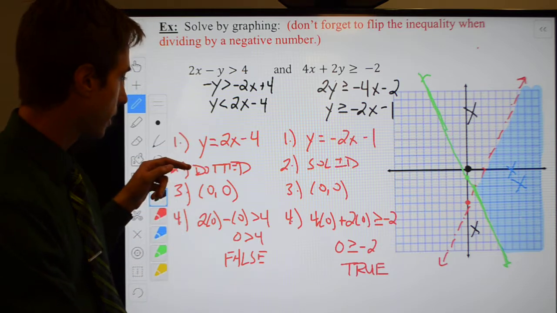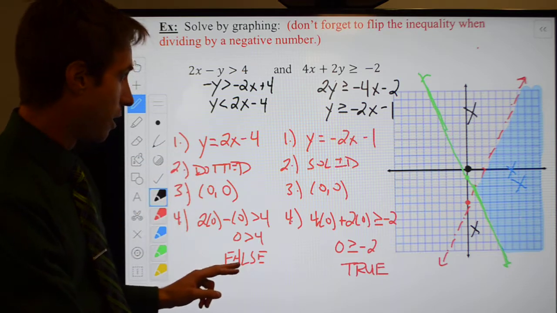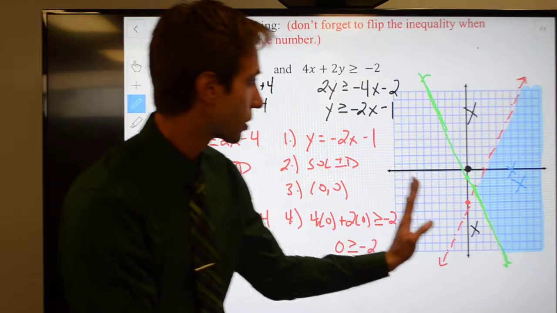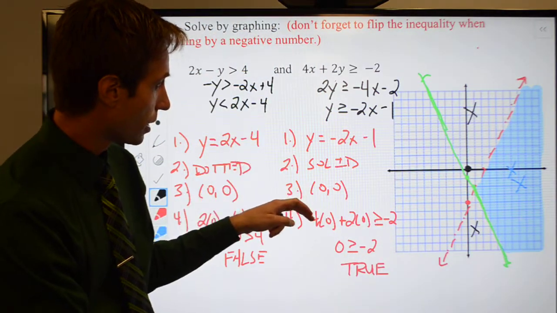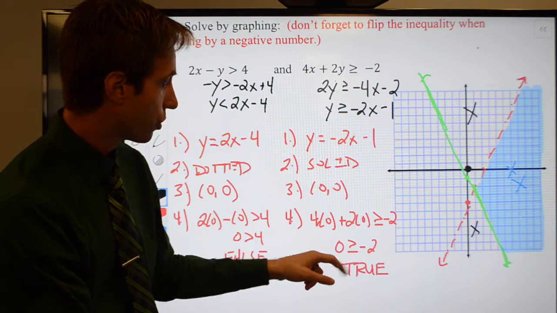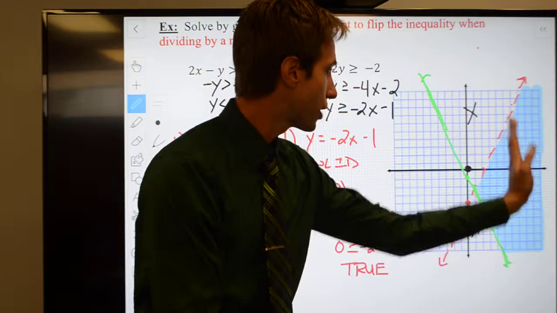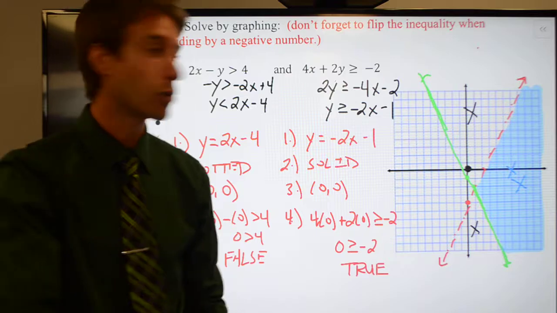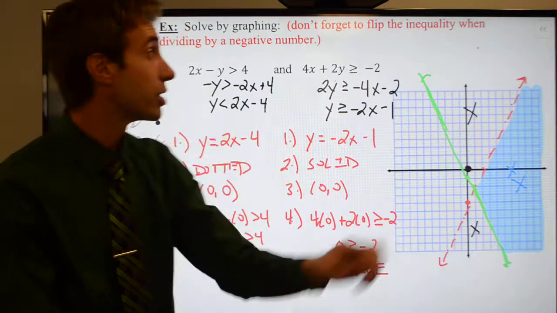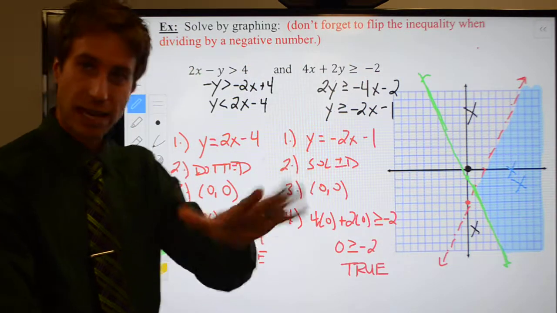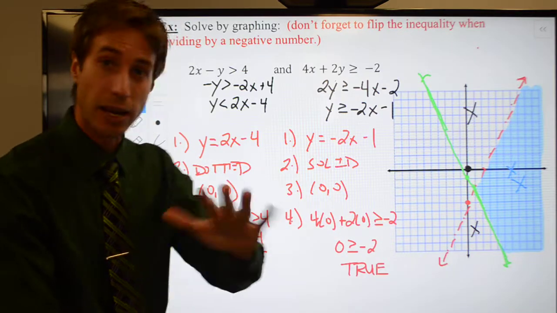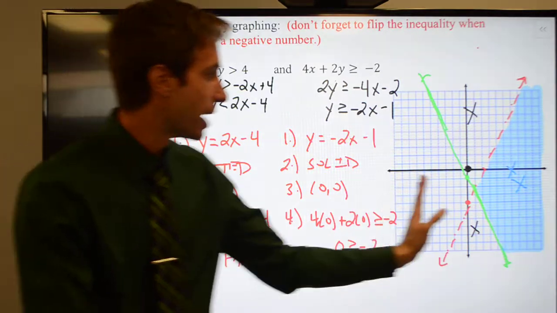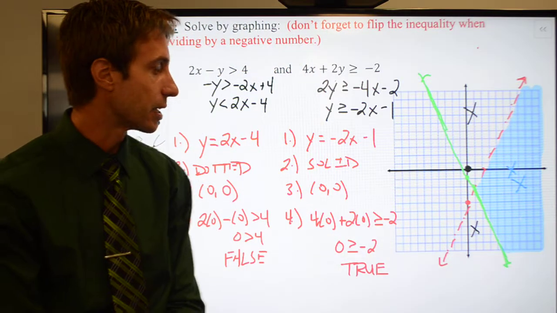We did our dotted line, 0, 0. False statement, so I shade the other side. 0, 0. True statement, so I shade that side. And yeah, I apologize. We're good. It is important to note that you got to remember to flip that inequality when you multiply or divide by a negative, but I took care of it. We were fine, and so we do wind up with that as being our solution region.